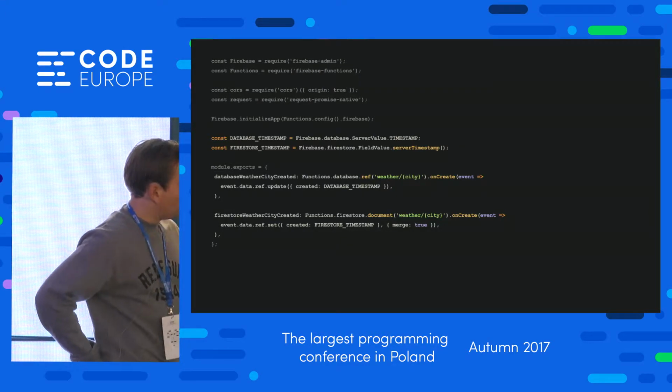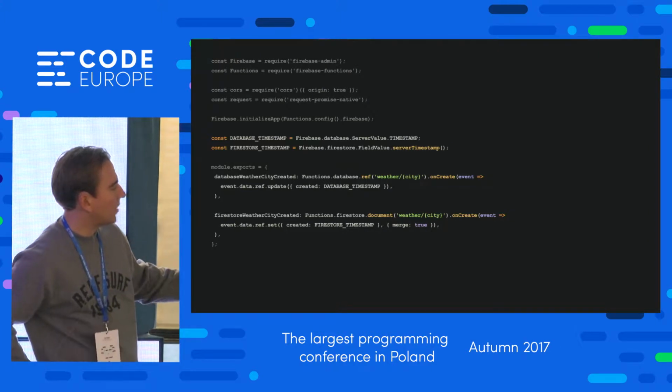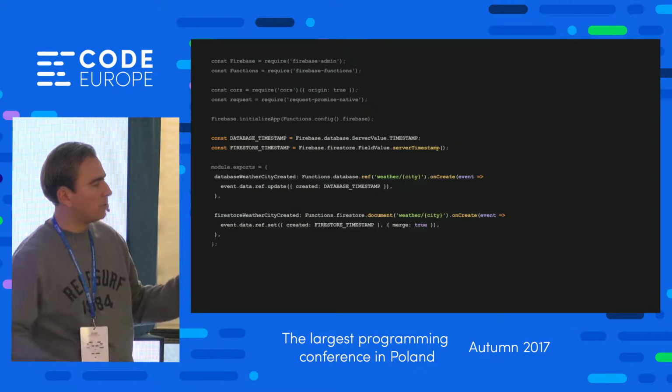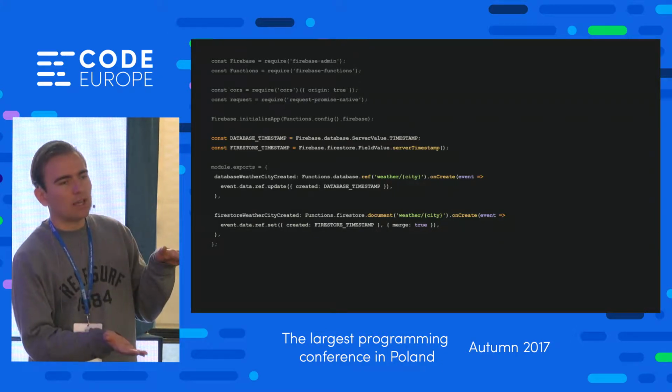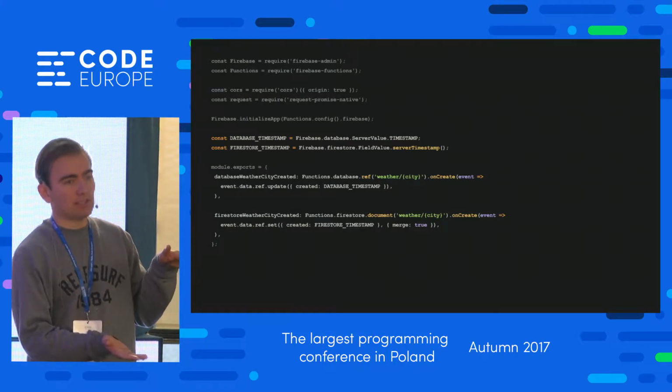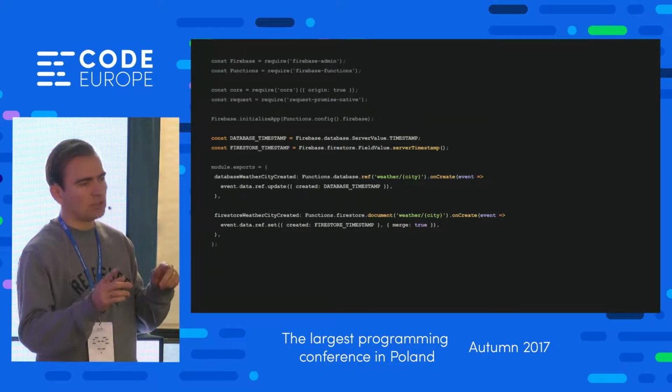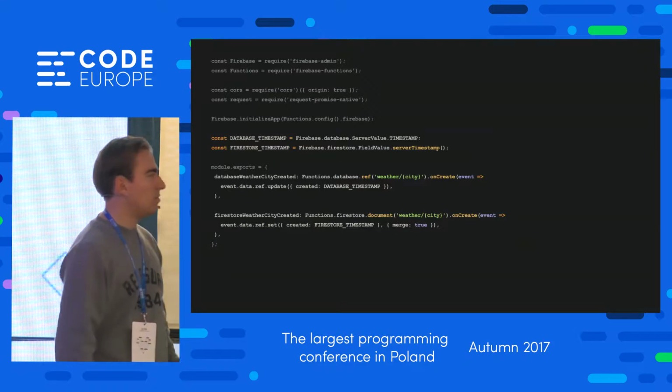So again, we've got two things happening in here. There are two actual functions here: database weather city created and Firestore weather city created. Again, what I'm doing here is showing how you can now deal with events to two databases at the same time, so you can pick which one you want to work with. But then I can answer some questions of what are the actual differences of the databases.